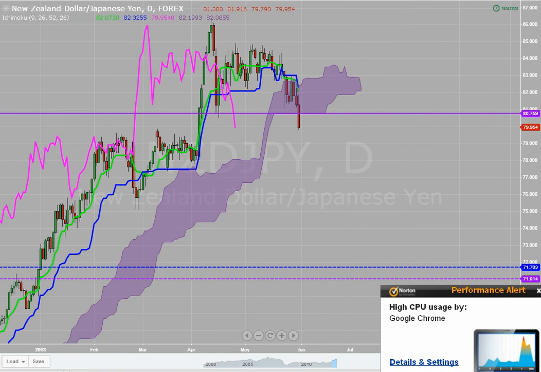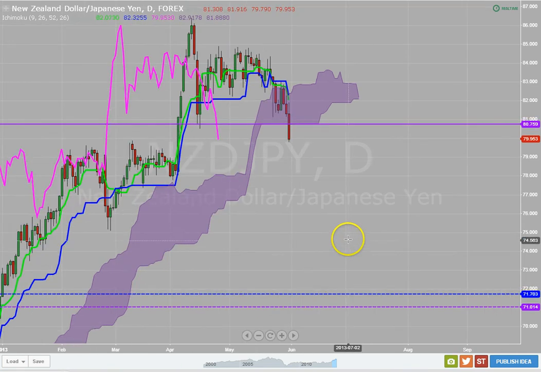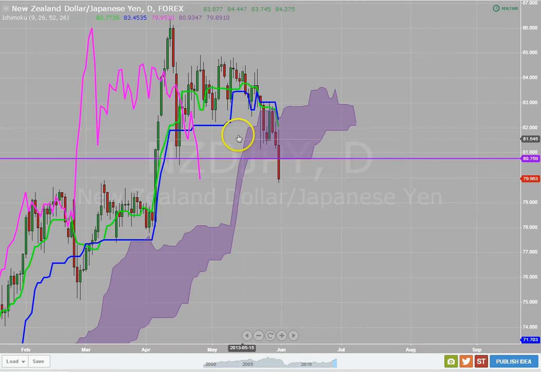But other than that, make these levels your levels that you want to see the price get to and violate, and then finally ultimately get down to here. So I love this pair right now, the way it's setting up.